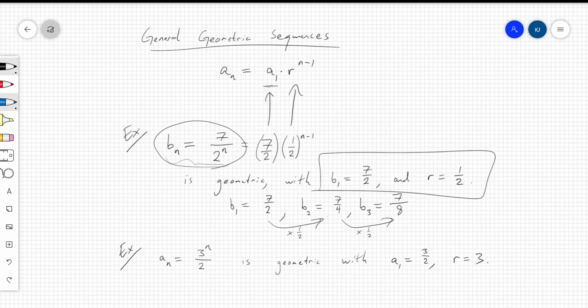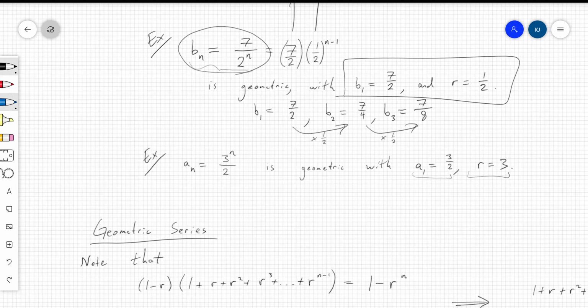Another example is this one. If a sub n is equal to 3 to the n over 2, then again, just look for something that's being raised to the nth power or to the n minus first power. That's usually what you're multiplying by to get to the next step. So this one would be geometric with the first term equal to 3/2. You can get that by just plugging in n equals 1 here. And from then on, anytime you take a step forward, because of this power of n, you increase it by 1, so you're basically just multiplying the previous term by 3. So this would have a common ratio of 3.